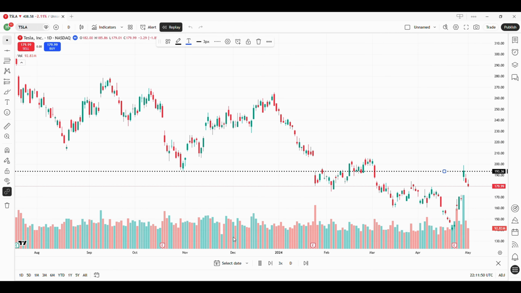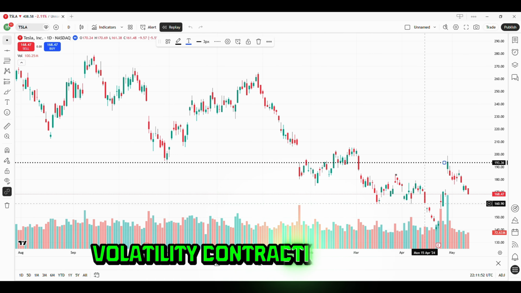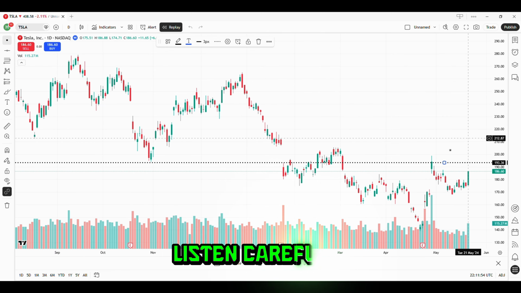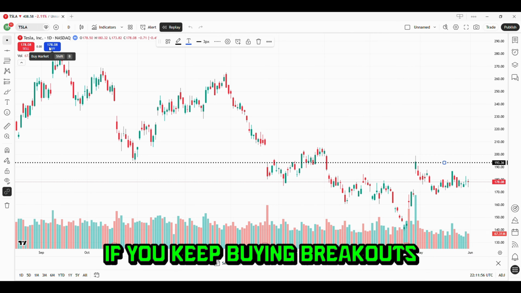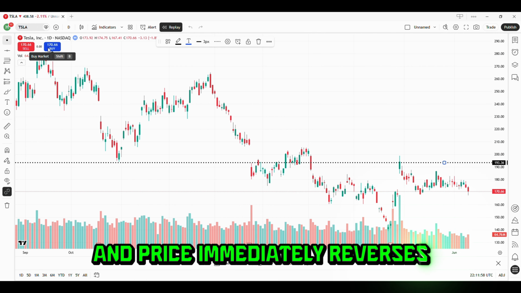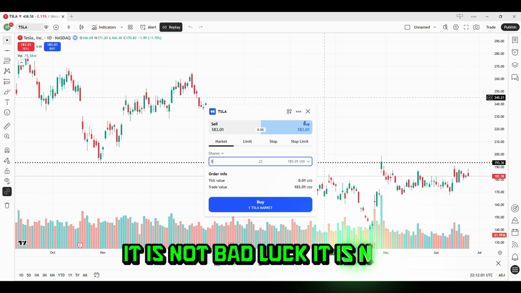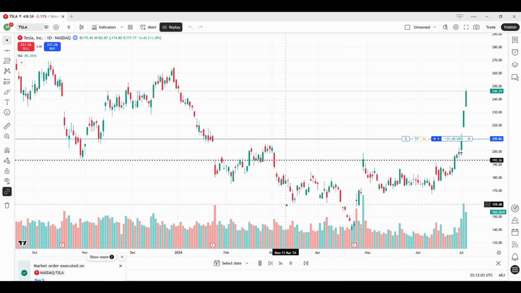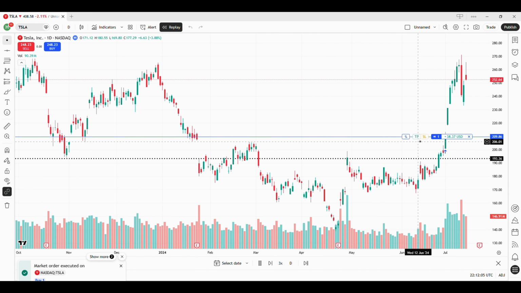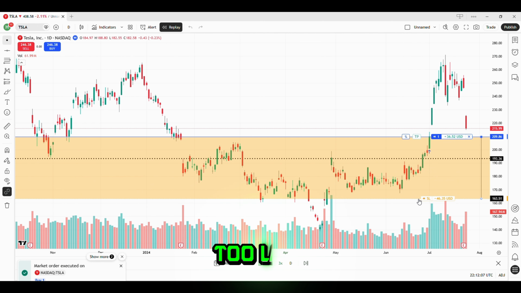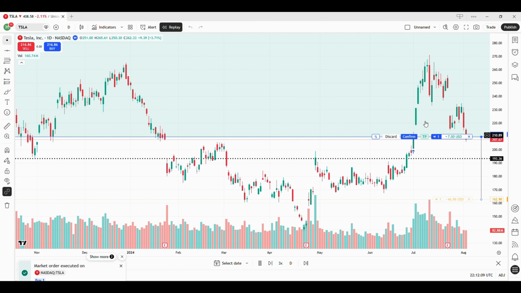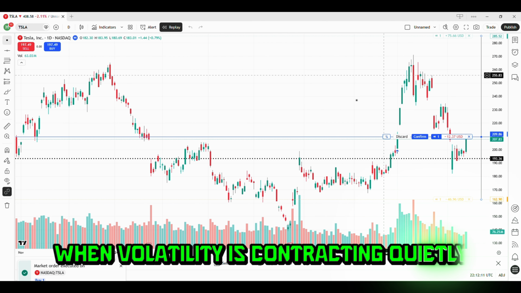Technical analysis for beginners, volatility contraction pattern. Listen carefully. If you keep buying breakouts and price immediately reverses, it is not bad luck. It is not market manipulation. It is because you are entering when volatility is expanding too late, instead of positioning when volatility is contracting quietly.